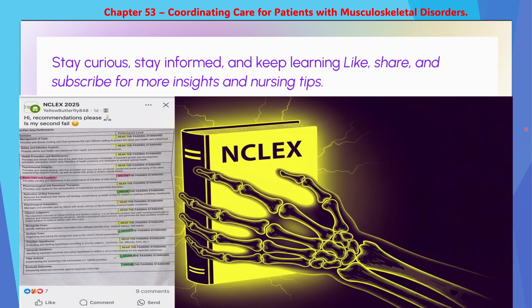Okay, so we go. Someone from a Facebook group said that basic care and comfort was below. It's spread here, and then the green one was above and the yellow was near passing. So we go one by one.